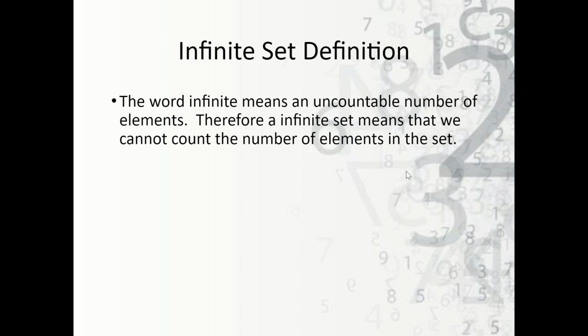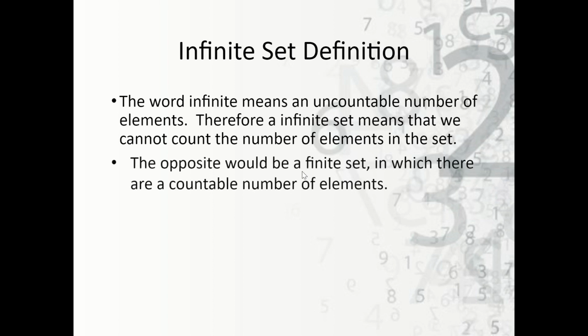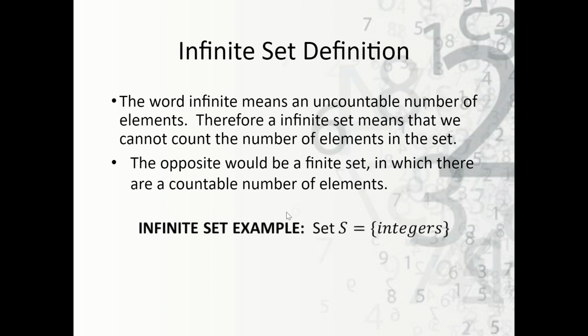Therefore, an infinite set means that we cannot count the number of elements in the set. The opposite of this would be a finite set in which there are a countable number of elements. So let's say I wanted the natural numbers between 1 and 10. Well, that goes 1, 2, 3, 4, 5, 6, 7, 8, 9, 10, and stops. And we can't keep going. So that would be a finite set. So an example of an infinite set would be the set of integers. So there's no limit to the number of integers we can count.